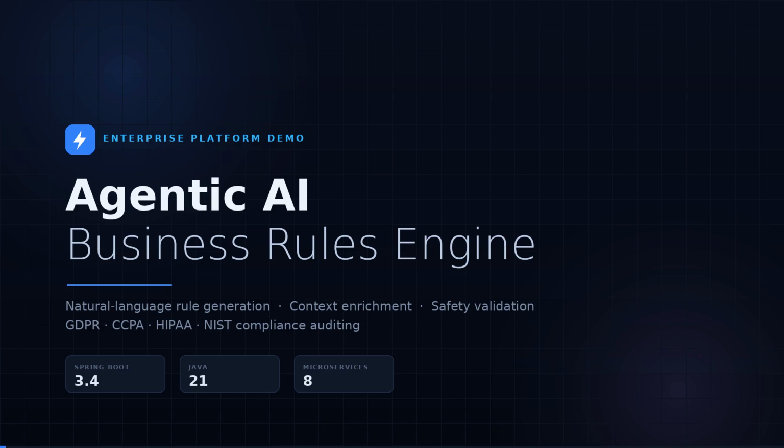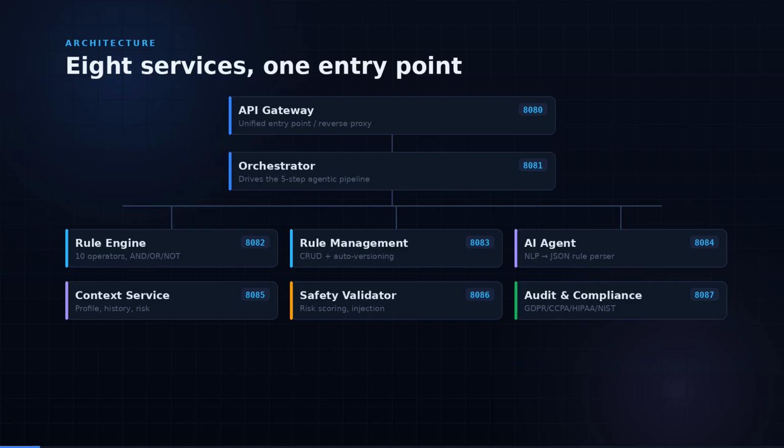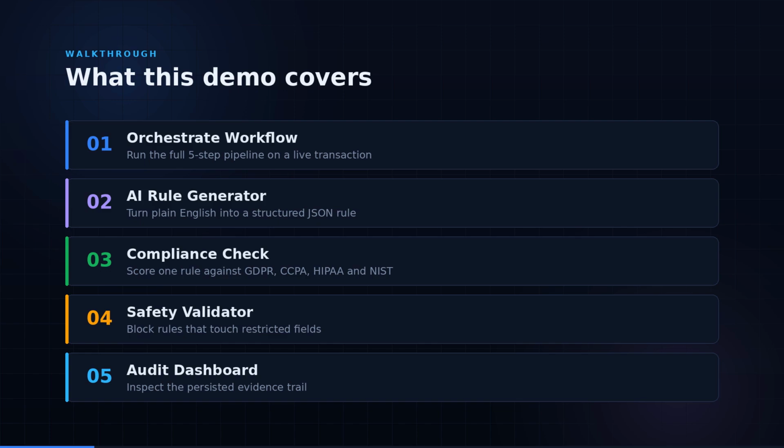Agentic AI, Business Rules Engine, an enterprise-grade platform for defining, evaluating, and governing business rules, built on Spring Boot 3.4 and Java 21. Behind a single API call sit 8 microservices, an API gateway on port 8080, an orchestrator that drives a 5-step pipeline, and specialized services for rule evaluation, rule management, natural language generation, context enrichment, safety validation, and compliance auditing. In this walkthrough, we will run the live dashboard end-to-end.